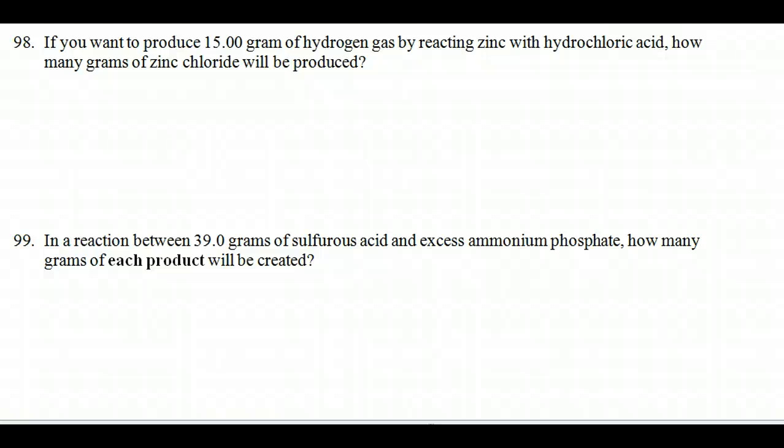Okay, number 98 is another stoichiometry problem. Again, we know that because we've got information about hydrogen gas and asked about zinc chloride. Okay, so given information about one thing, asked about another, I know I have to do stoich. And when I know I have to do stoich, I need to balance my equation.